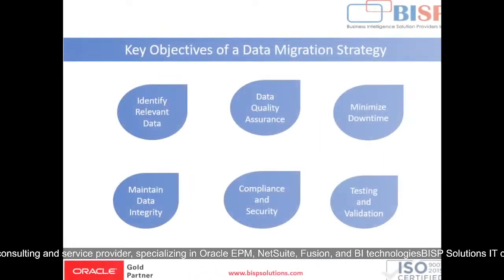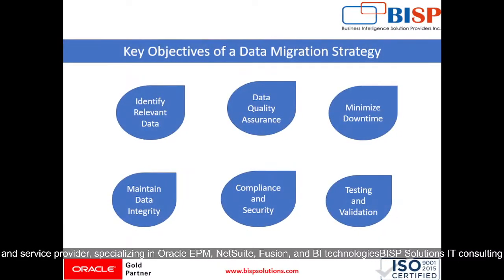Then come the key objectives of the data migration strategy, where we will firstly be identifying our relevant data, which means we determine what data needs to be migrated, for example master data, transactional data, historical records, to avoid unnecessary clutter in the new system. Second, we will be doing data quality assurance, where we ensure data is clean, complete and accurate before migration. Then we will be minimizing downtime, which means planning the migration to reduce business disruptions.